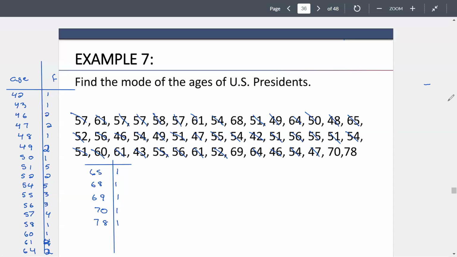I went through and looked at the frequencies of each number. What we see here is that 51 and 54 each appear 5 times, and they're the most common of all the ages. Next would be 57 and 61, which are at 4. So we have two modes, which would actually be the age of 51 and the age of 54.